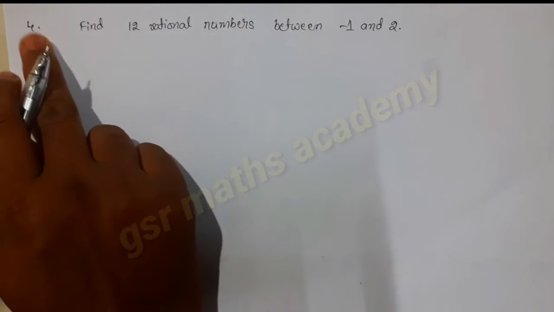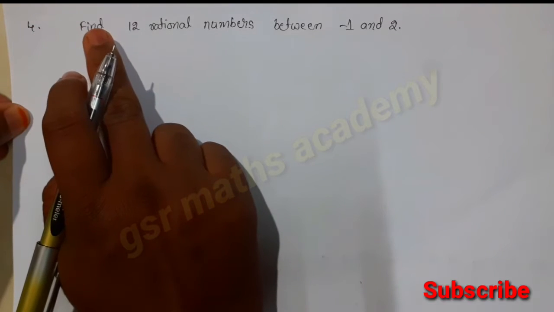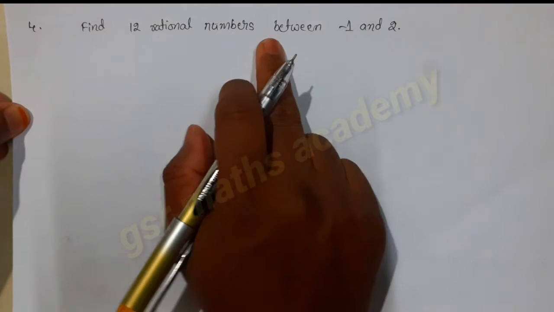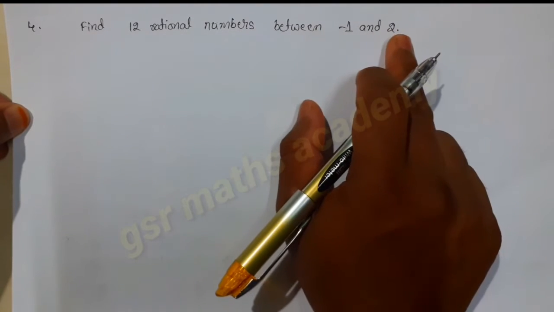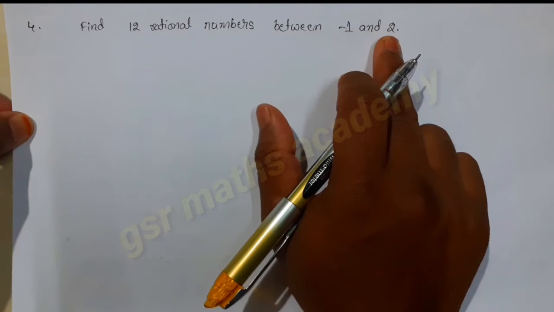Now we are going to discuss the fourth problem of exercise 2. Let me explain the question. Find the 12 rational numbers between -1 and 2.